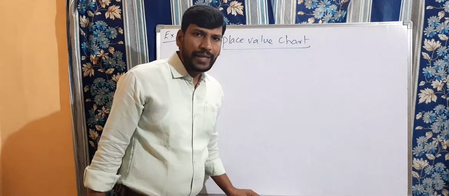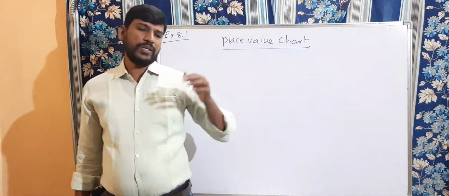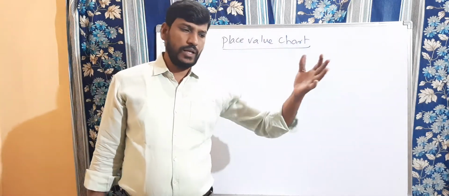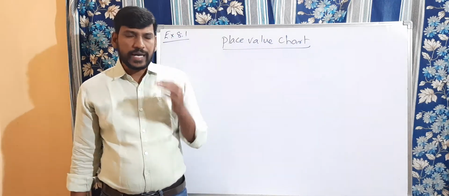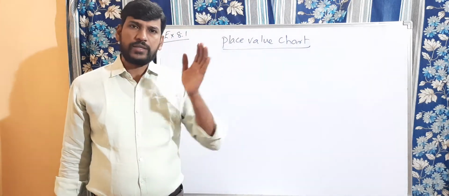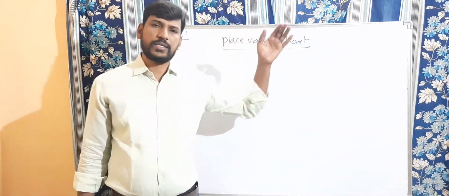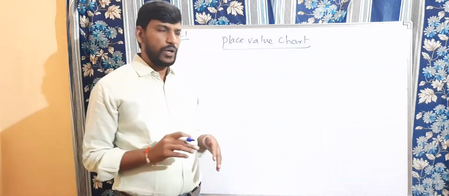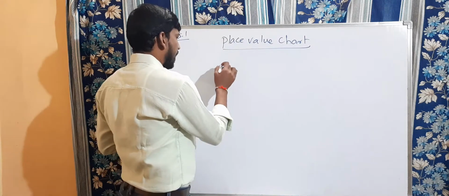Right, children, place value chart. In the previous classes we already discussed the place value chart. It starts from ones, tens, hundreds, thousands, ten thousands, lakhs. That is the Indian number system.